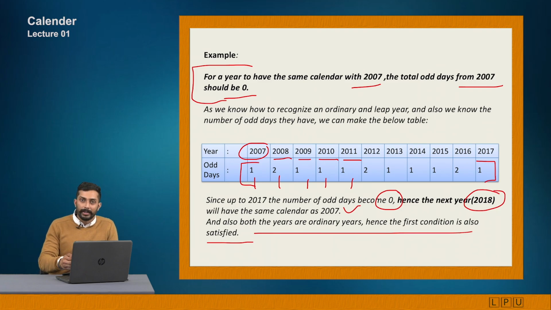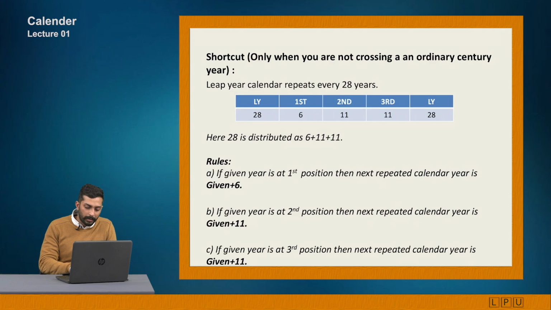For 2007 given, we calculate year to year how many odd days exist. 2007 is a normal year, so from 2007 to 2008 we have 1 odd day. From 2008 to 2009 we have 2 odd days because 2008 is a leap year. So counting until 2018, we get 0 odd days, that is, a multiple of 7. So we get the answer as 2018.